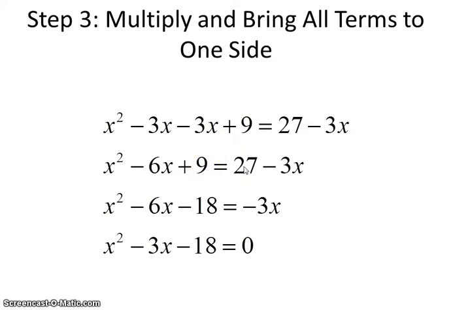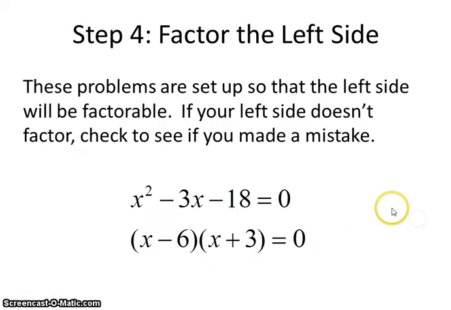Now we need to subtract 27 from both sides. That'll leave us a minus 18 on the left, and then we will add 3x to both sides to bring this x term over. That leaves us with x squared minus 3x minus 18 equals 0. Well, why did we do that? Well, we're going to be factoring the left side, and these problems are set up so that when you move every term to the left side and you have 0 on the right, this trinomial can be factored.